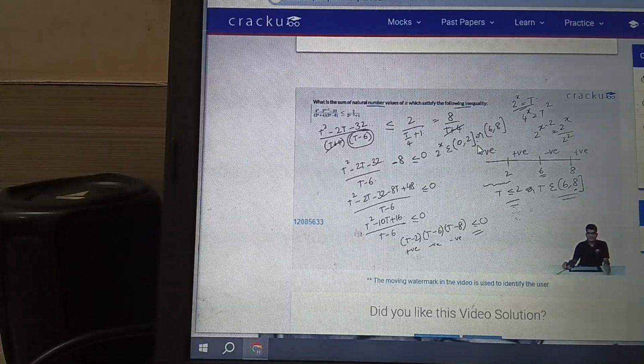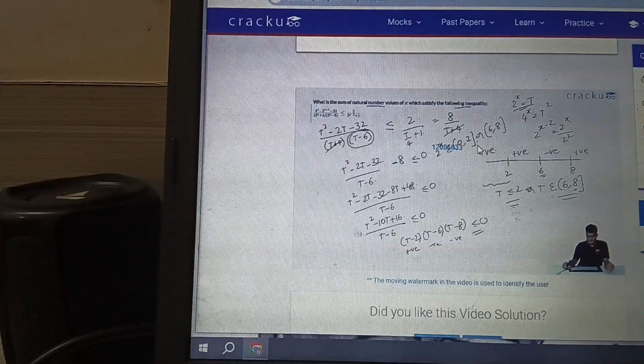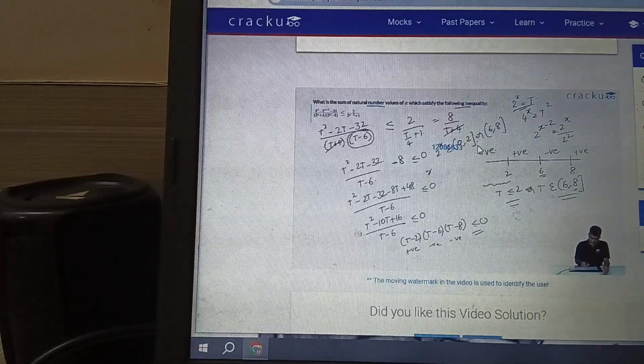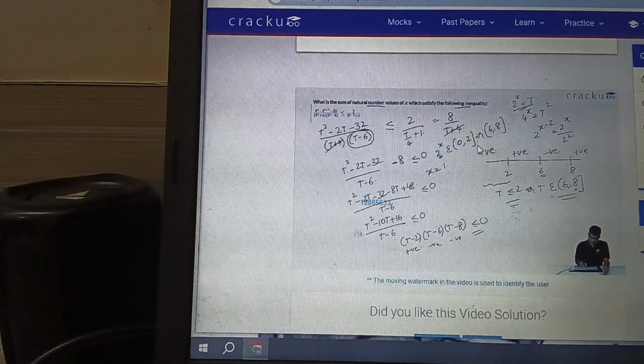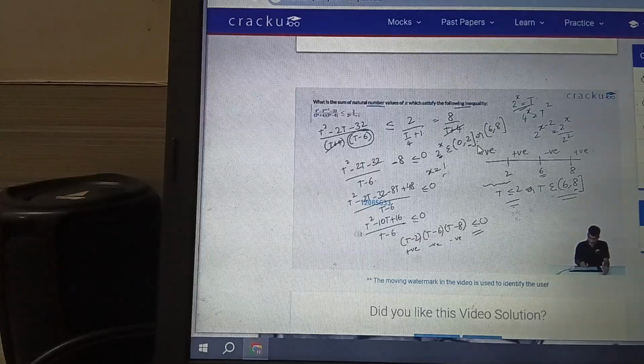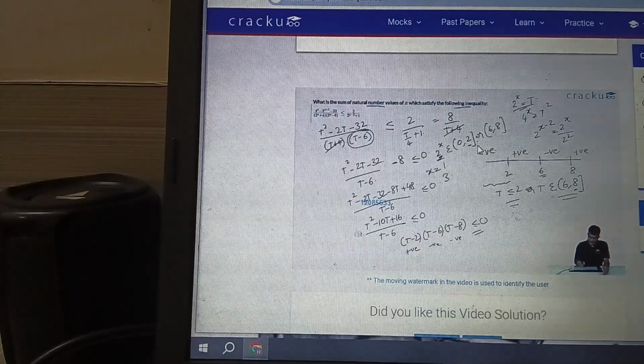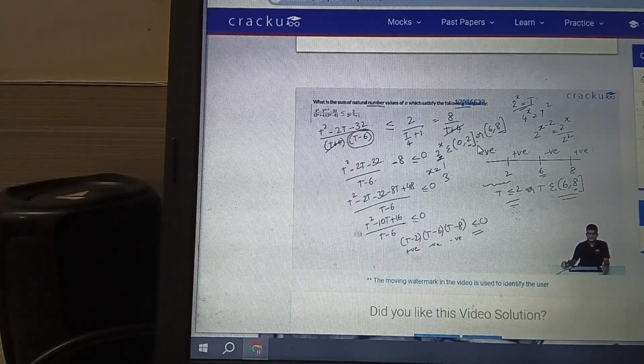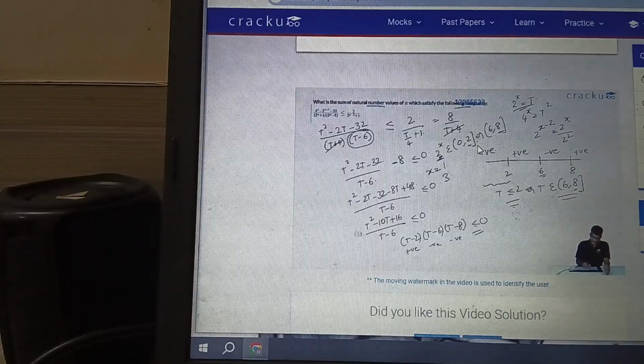What are the values of x where x is a natural number for which this interval is satisfied? It will be if x is equal to 1 when 2 to the power x is equal to 2, or when x is equal to 3 when 2 to the power x is equal to 8. So the sum will be 1 plus 3, which is equal to 4.